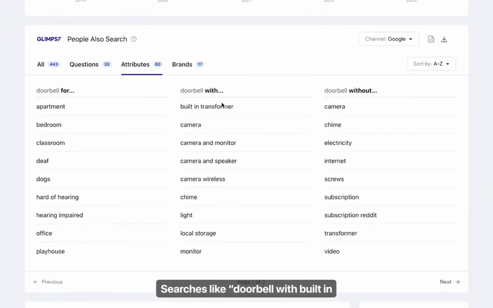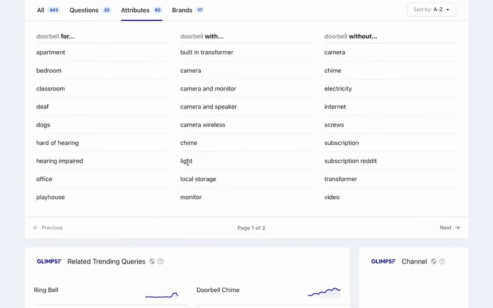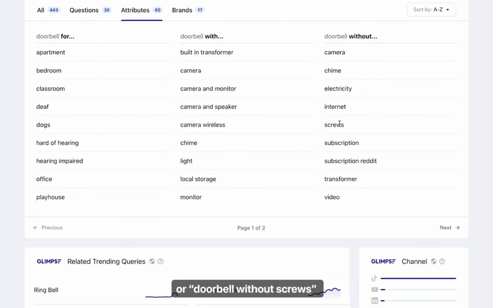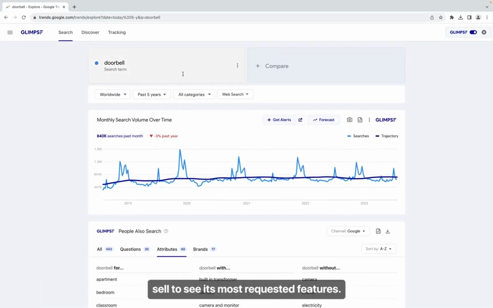Searches like doorbell with built-in transformer, or doorbell with light, or doorbell without screws are all insights you can use to improve your offering. So go look up a product you're trying to sell to see its most requested features.